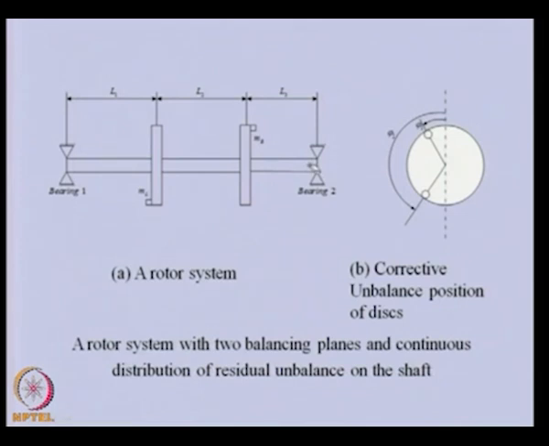In the second case study, we will be extending this method to when we have residual unbalance in the shaft also, along with the residual unbalance in these discs. That means we will be choosing a distributed residual unbalance in the shaft in the form of a sine function, and then we will try to balance that particular rotor up to the second speed using these two as balancing planes. So, that will be the second case study, and for illustration we will always be using numerical responses.